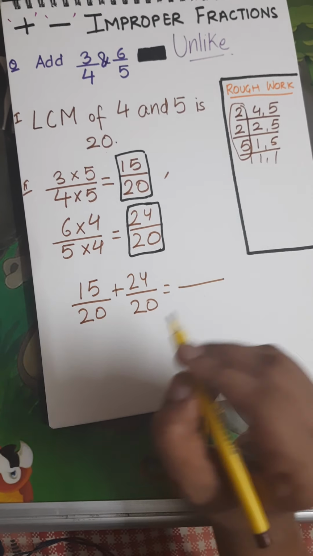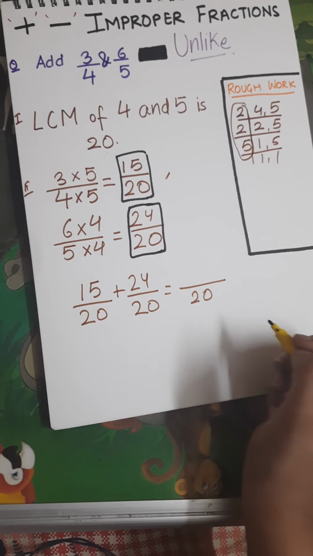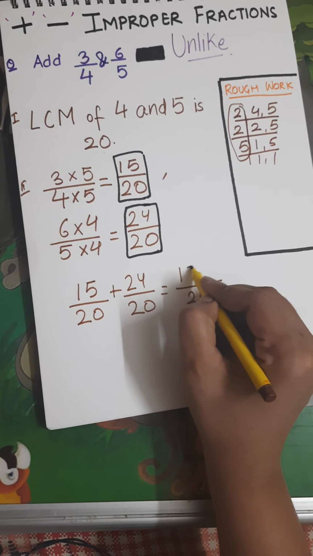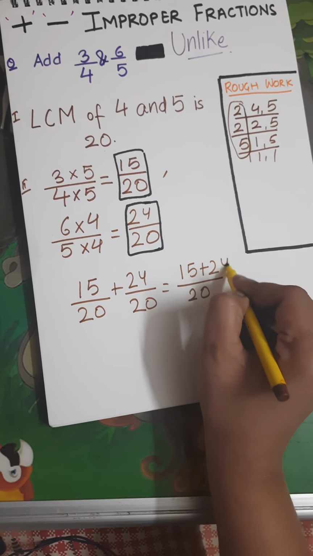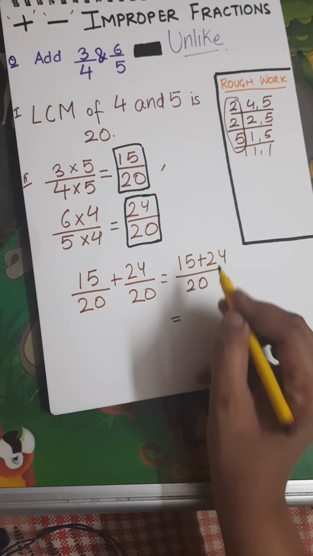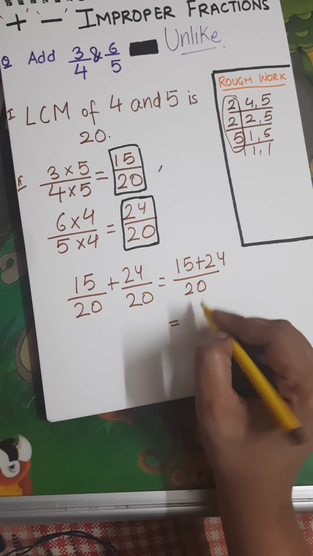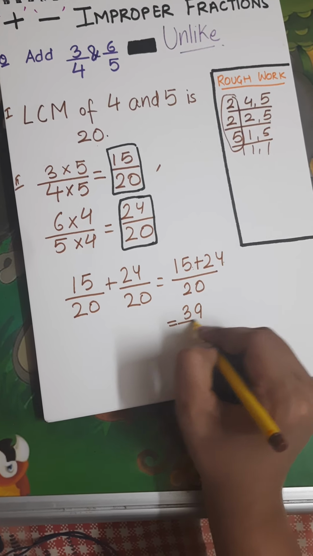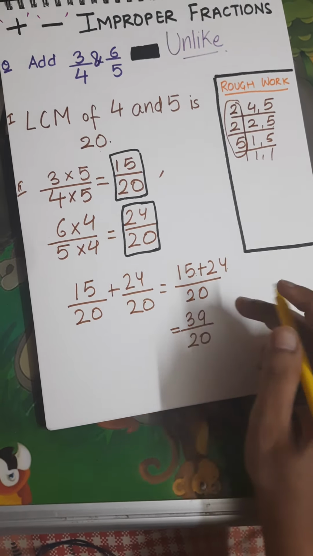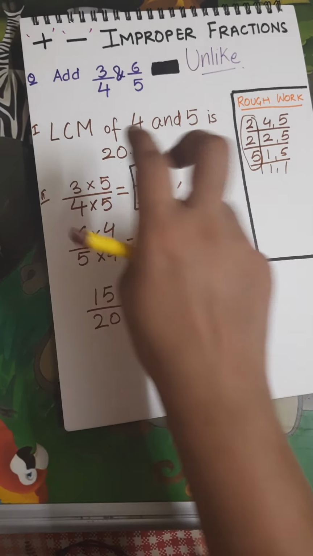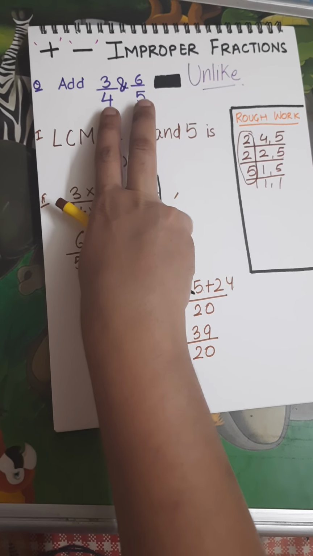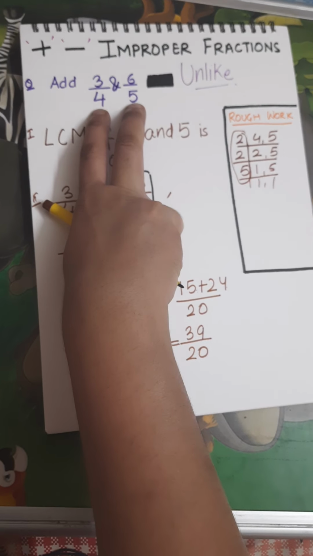So now putting a longer bar, writing the denominator once, bringing both these numerators together and adding them. Since these are 2 digits, you can add the ones place first and then the tens digits. So 39 by 20 is my answer when I add these two fractions. Alright.